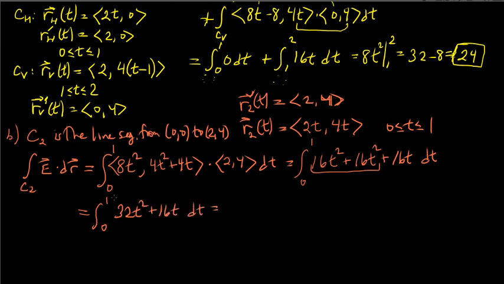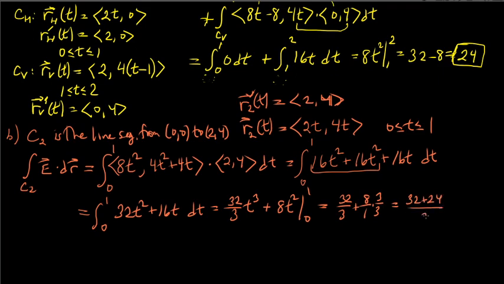Now we just do the integral. This is 32 over 3 times t cubed plus 8t squared. Now we just evaluate between 0 and 1. When we plug in 0, we get 0. When we plug in 1, we get 32 over 3 plus 8. But 8 is 24 over 3, so 32 plus 24 over 3 is going to be 56 over 3. Yeah, so 18 2/3, I think.